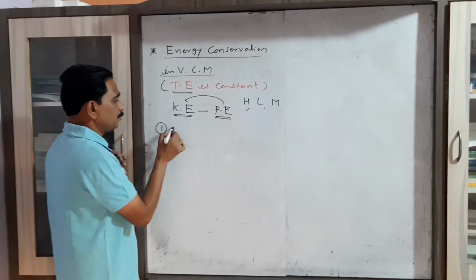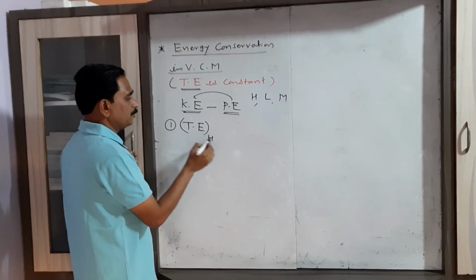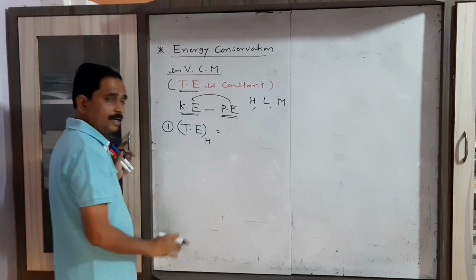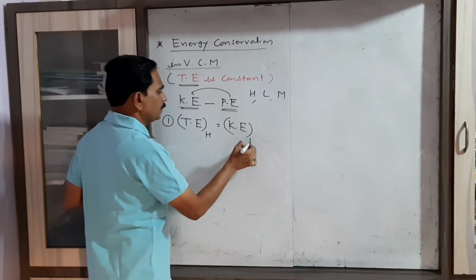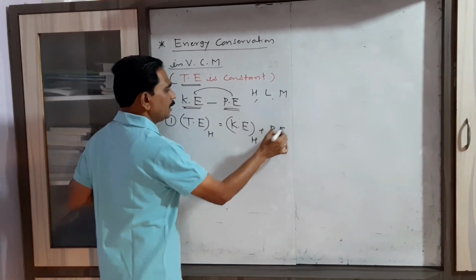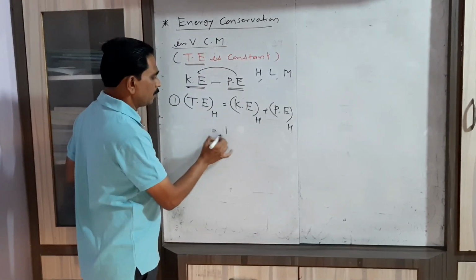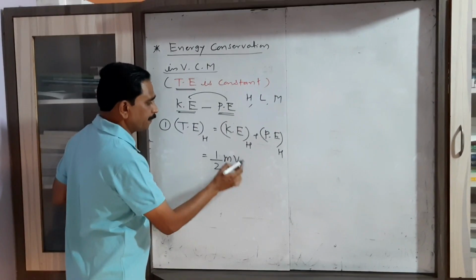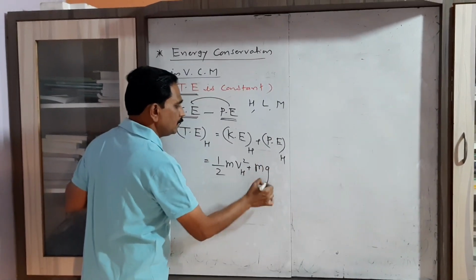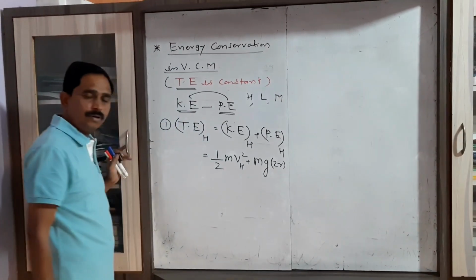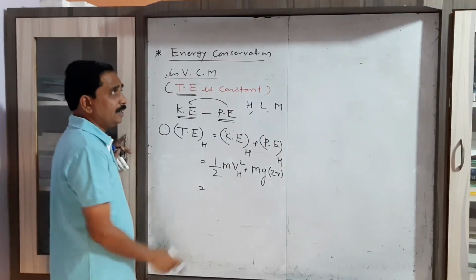So consider the first position, to find total energy at the highest position. Now total energy is obviously the sum of kinetic energy and potential energy. Now consider the respective values, that is equal to half m vh square plus mg at the highest position, height equal to what? Twice r.